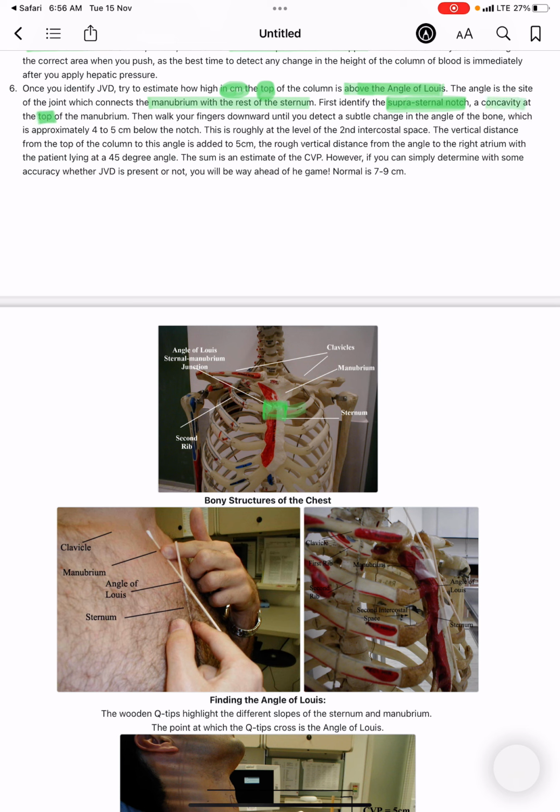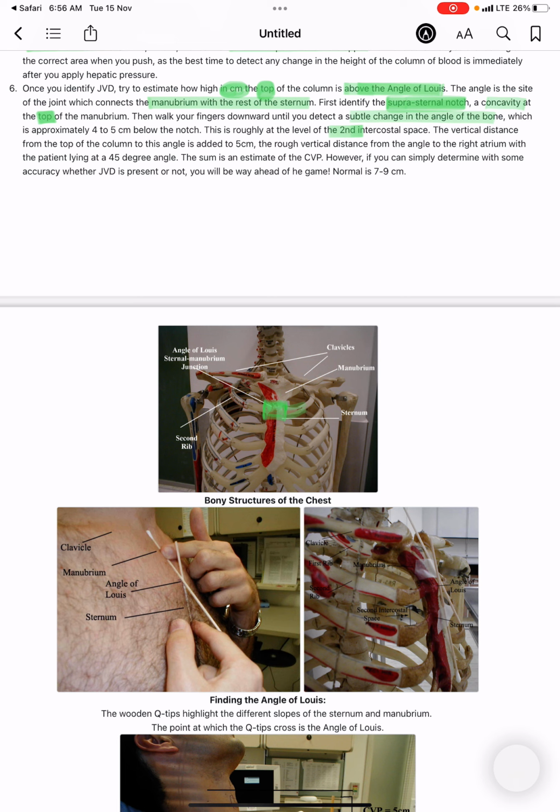Then walk your fingers downward until you detect a subtle change in the angle of the bone. It's approximately 4 to 5 centimeters below the suprasternal notch. This is roughly at the level of the second intercostal space.